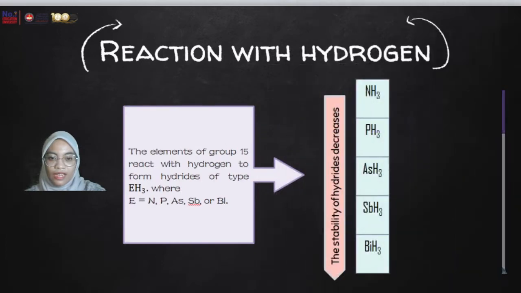Let's take a look at reaction with hydrogen. The elements of group 15 react with hydrogen to form hydrides of type EH3, where E stands for nitrogen, phosphorus, arsenic, antimony, or bismuth. The stability of the hydride decreases moving down the group from NH3 to BiH3.